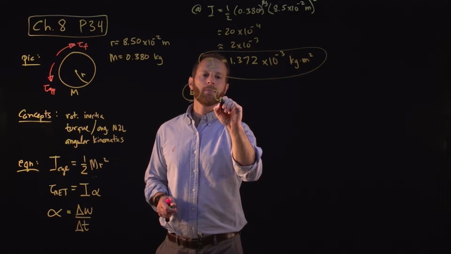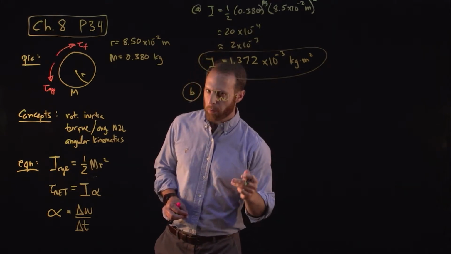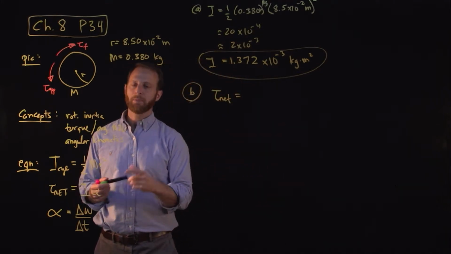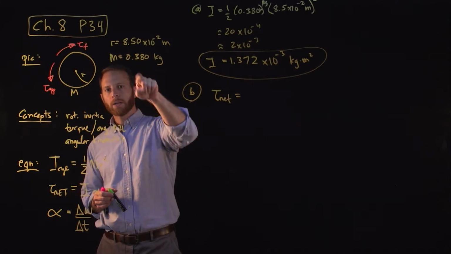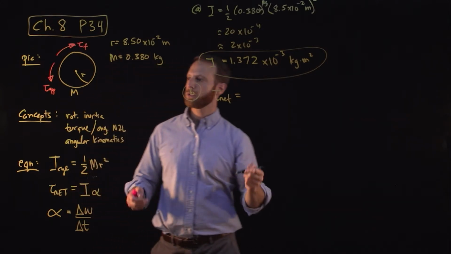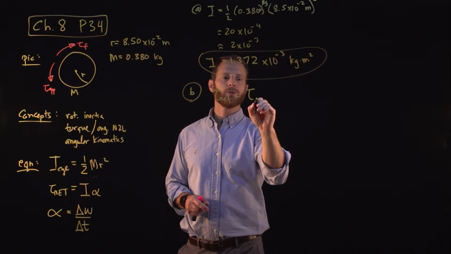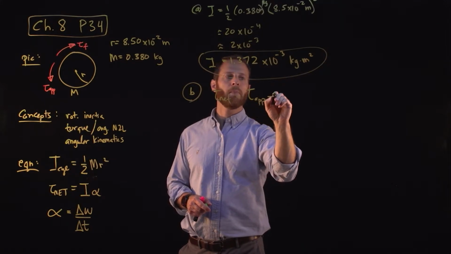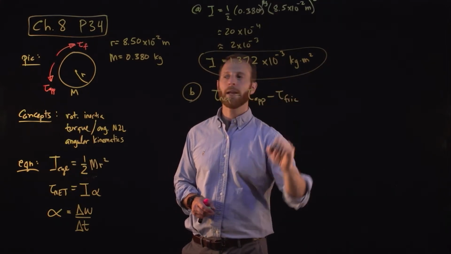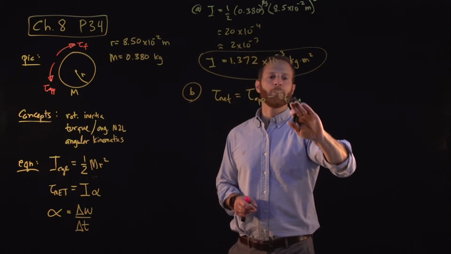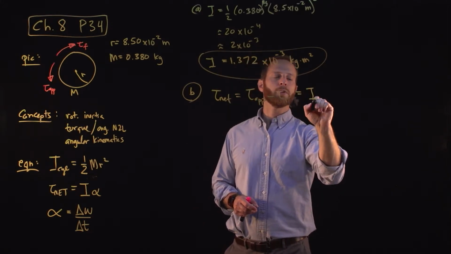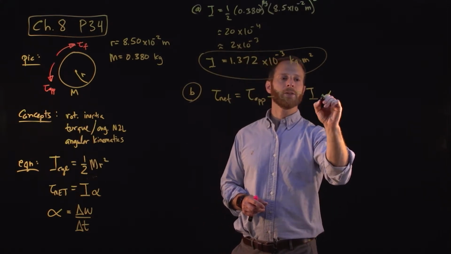The net torque, we probably are using the convention in class. We typically make it the counterclockwise minus the clockwise, and so given what I've drawn there, the applied torque minus the frictional torque, that's the net torque. That should be equal to the moment of inertia times the angular acceleration.